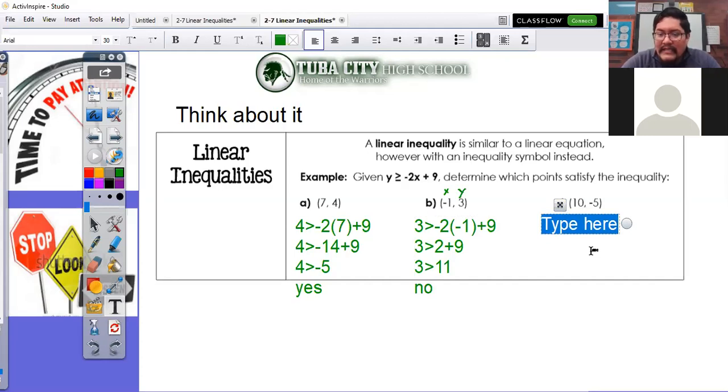So y in this case is negative 5. Greater than negative 2 times, and then here we have our x value, which is 10 plus 9. All right, so let's go ahead and keep going with this. Negative 20 plus 9. Negative 5 is greater than, let's see, 9 minus 20 would be negative 11. So in this case, they're both negative. So what happens if they're both negative?